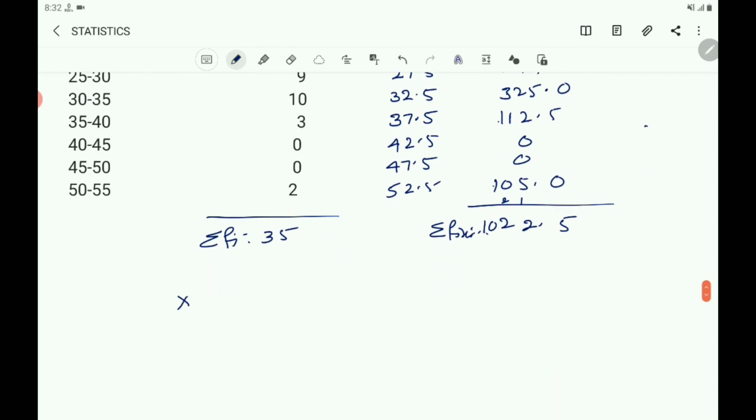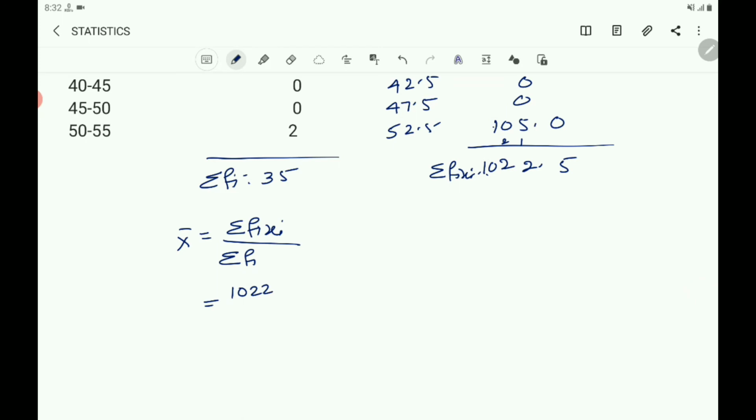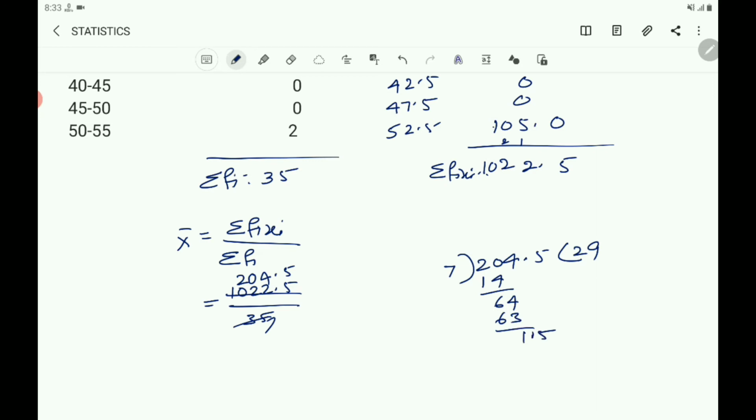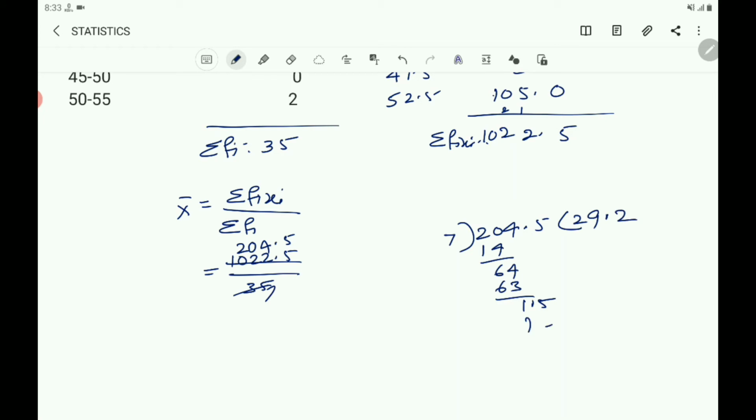1022.5 by 35. So you write x bar equals summation of fi xi whole divided by summation of fi, that equals 1022.5 divided by 35. Then you can cancel here: 5 7s are 35, 5 2s are 10, then 0, 5 4s are 20, and 5 5s are 25. Then you write 204.5 divided by 7, then you will get 7 2s are 14, 6 is remaining, 64, 7 9s are 63, 1.5. Then you can have 7 2s are 14, that is 1.4.